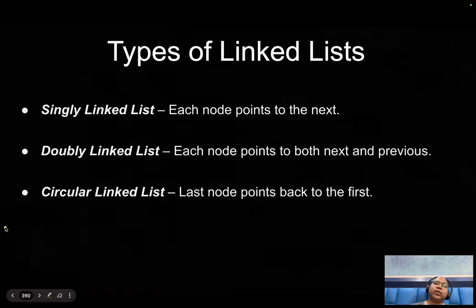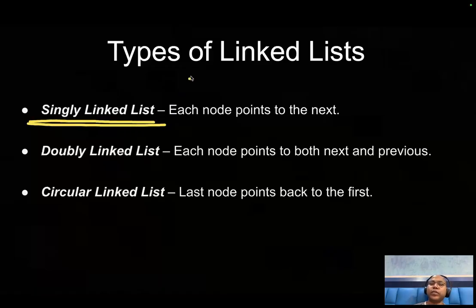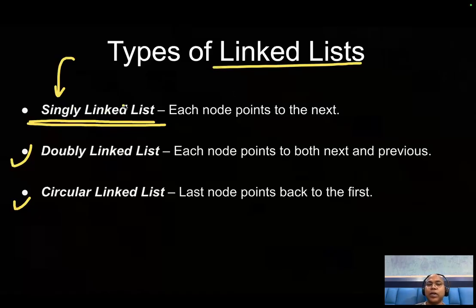So whatever we have understood till now is known as a very basic linked list, sometimes known as a singly linked list. But a couple of more types of linked list also exist. You can say the types are singly linked list, doubly linked list, and circular linked list. Let's talk a little bit of theory about them. What is a doubly linked list and a circular linked list?